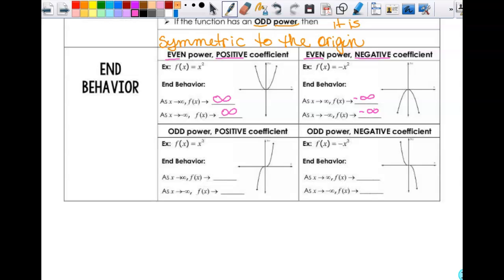All right, so odd power positive coefficient, x cubed, x to the fifth, x to the seventh, whatever. As x approaches infinity, f of x approaches infinity. As x approaches negative infinity, f of x approaches negative infinity. Then when we have an odd power negative coefficient, it gets reflected, so these switch places. So as x approaches infinity, f of x approaches negative infinity. And as x approaches negative infinity, f of x approaches infinity.